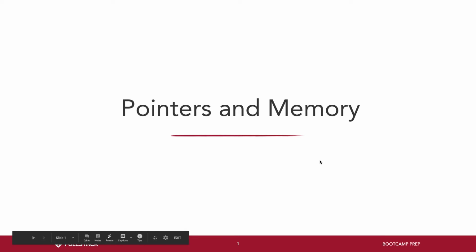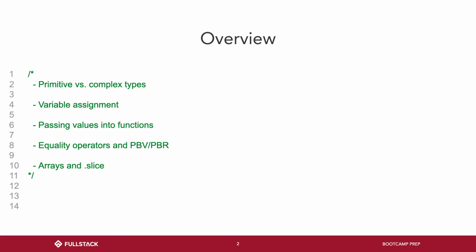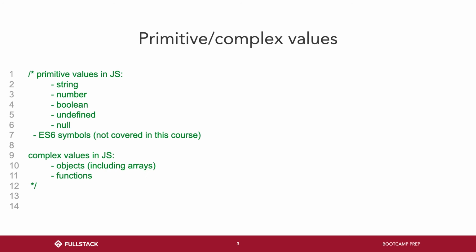All right, listen. This lesson is all about pointers and memory, okay? So we're going to talk about primitive versus complex, variable assignment, passing values into functions, which I didn't get to, and equality operators, and then arrays and slice. So, primitive values in JS, obviously strings, numbers, booleans, undefined, null, and symbols, which we don't have to worry about in this class. And then you have complex values like functions and objects and arrays, okay?